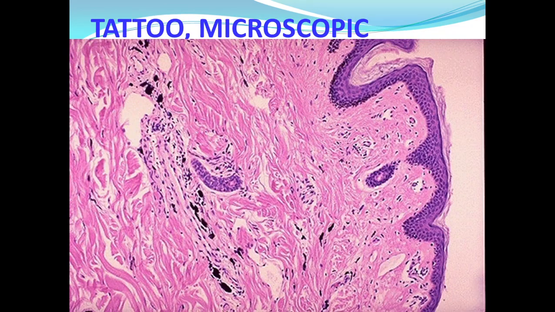Tattooing is another example of exogenous pigment, in which there is an intradermal inoculation of colored substances. We call it a tattoo.